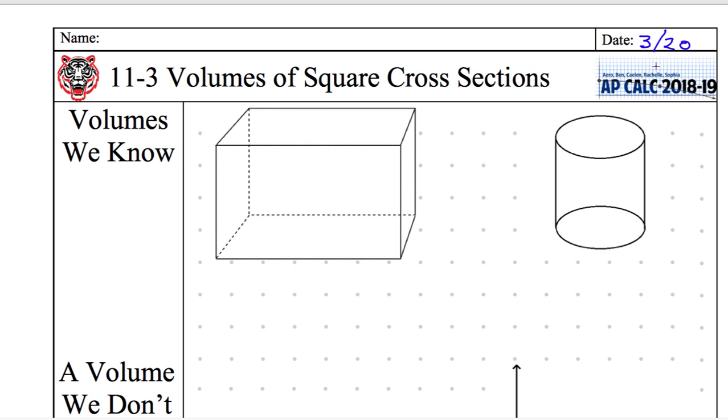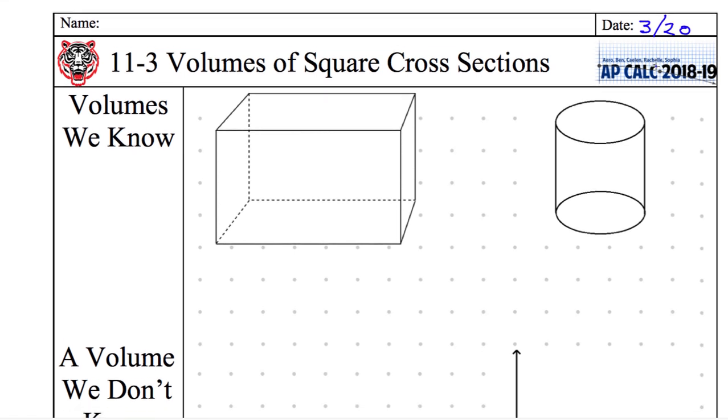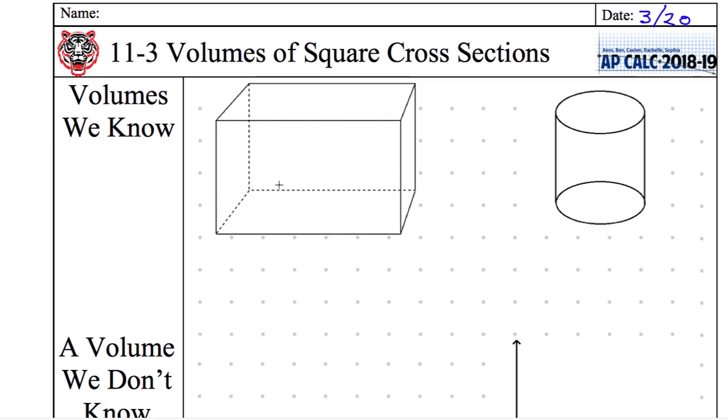All right, so the easiest one that I can talk about is square cross sections. But before I talk about that, let's talk about volume in general. So, quick question. What is the name of this shape? You assume the dotted or dashed lines are in the back, these lines in the front. What is the name of the shape? Review from geometry, our distant past.